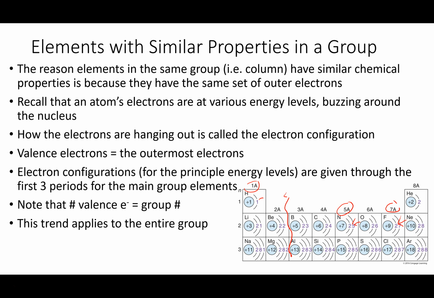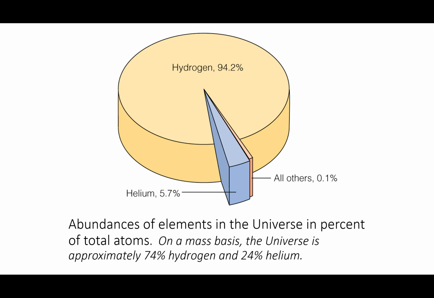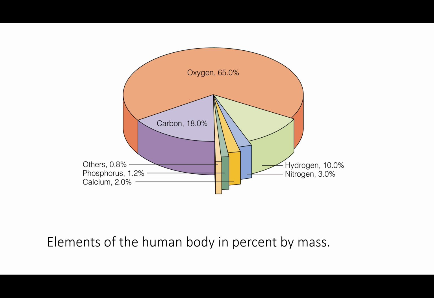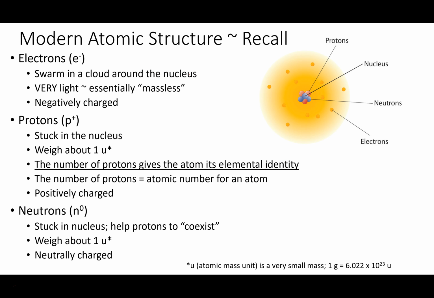Top abundance of elements. So I have 3 slides here. This is the universe. Of course, most of the universe is hydrogen. This is the Earth's crust. Most of the Earth's crust is oxygen. And this is the human body. And most of the human body is also oxygen.